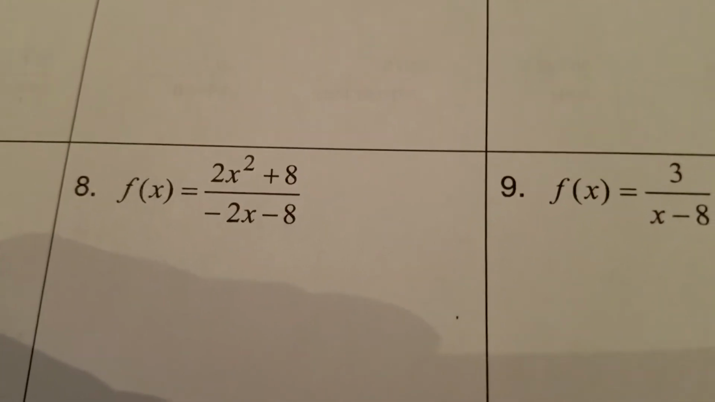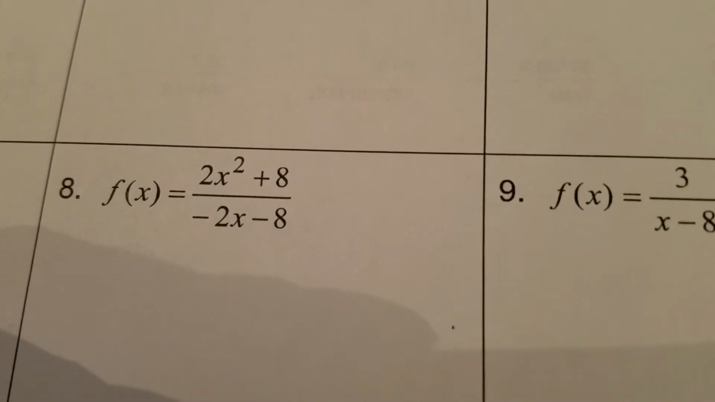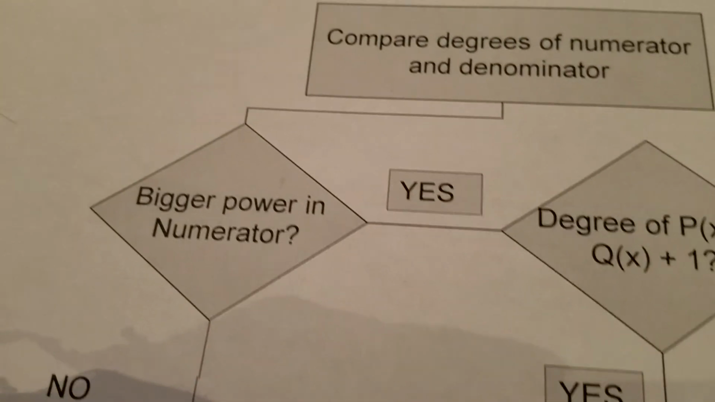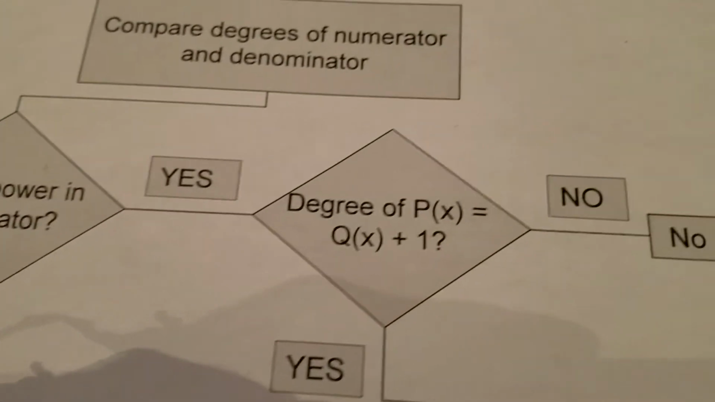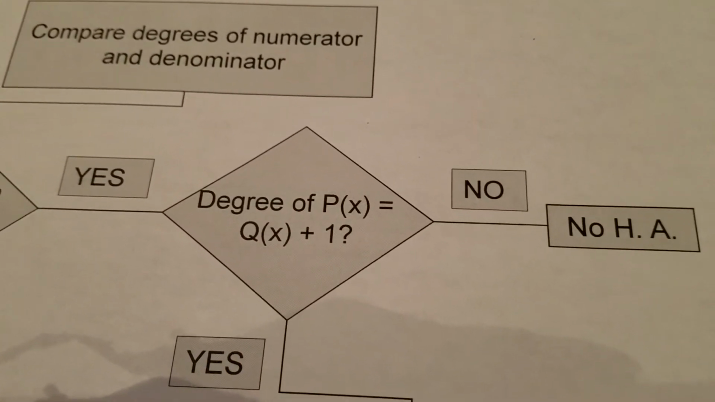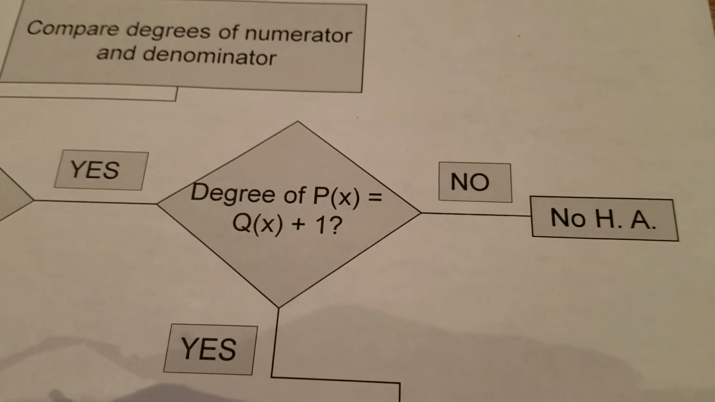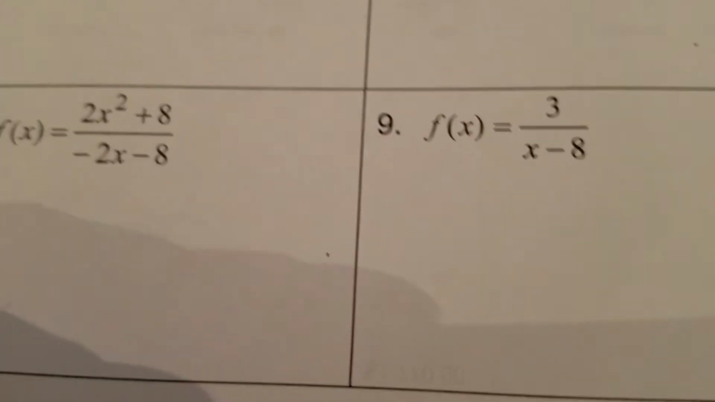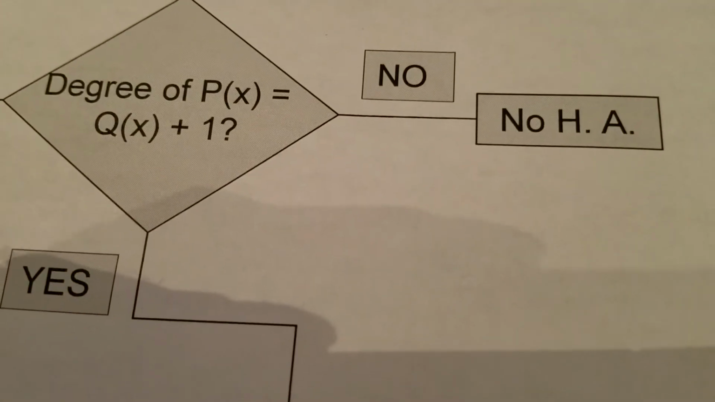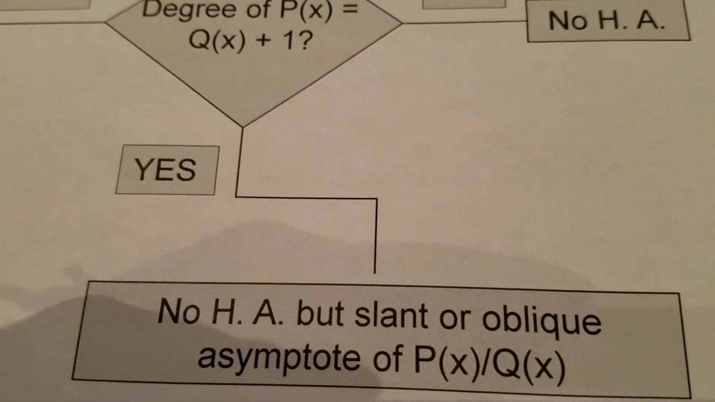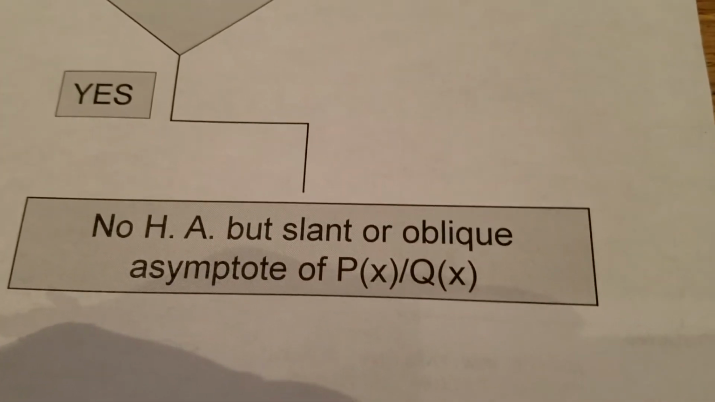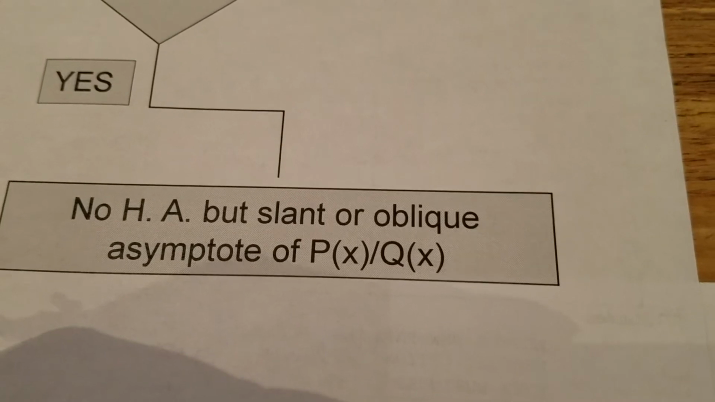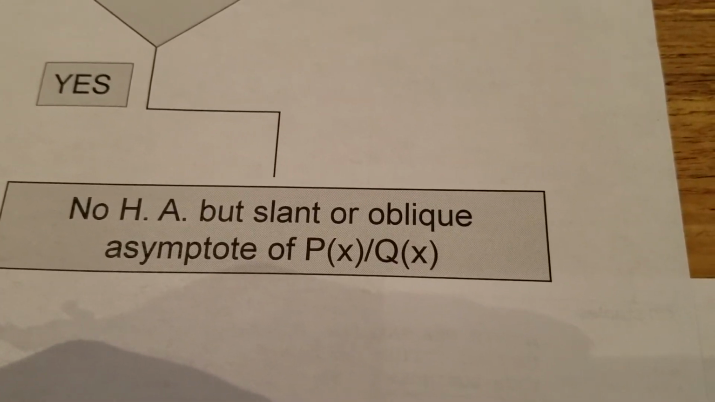Let's try one more. 2x squared plus 8 over minus 2x minus 8. Let's go to my flowchart. Bigger power in numerator, yes. In this case, what's this question? Degree of p of x, which is my numerator, does that equal the denominator plus 1? Yes, it does. So I follow the yes arrow, and I don't get a horizontal asymptote, but a slant or oblique asymptote. And that takes a little more work to determine.